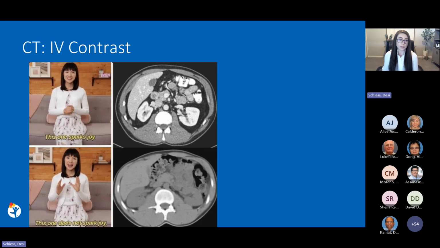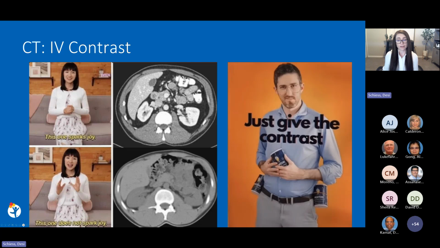When it comes to imaging the abdomen, Marie Kondo says that this CT with contrast sparks joy, whereas this one without contrast does not spark joy, and I would have to agree. And as Dr. Glaucomflecken would say, just give the contrast.